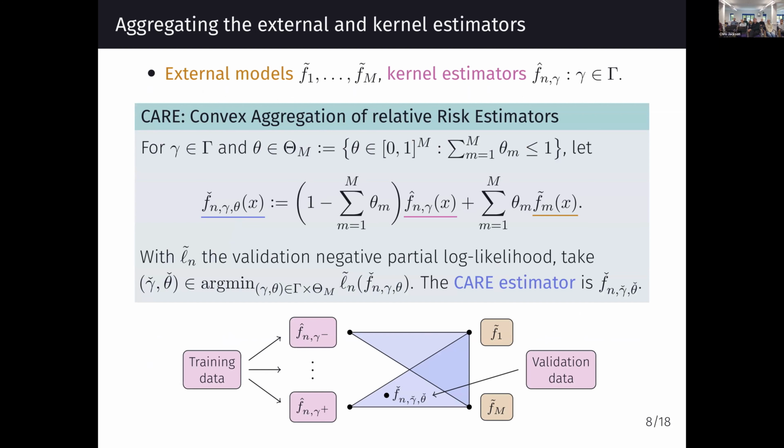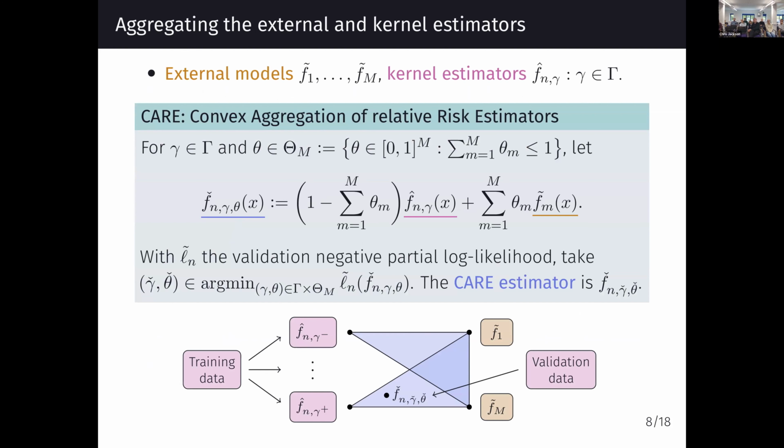So this gives us quite a large family of estimators now, right? This is now indexed by both gamma, which is the regularization of the kernel, and also by theta, which is the convex combination parameter that tells you how much weight we are putting on the new data versus how much weight we are putting on the external. So we need to choose those parameters, and we propose to choose these jointly using the validation data.